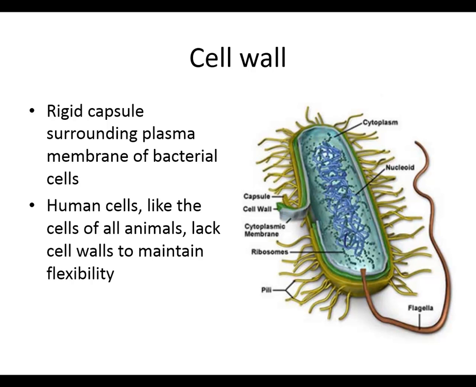All right. So the cell wall is a structure that provides strength and rigidity and shape to prokaryotic cells. It is a rigid capsule surrounding the plasma membrane. We'll talk about the plasma membrane shortly. We don't have cell walls because we're flexible. Right? The fact that we can move is a trade-off for the toughness of our cells, so to speak.